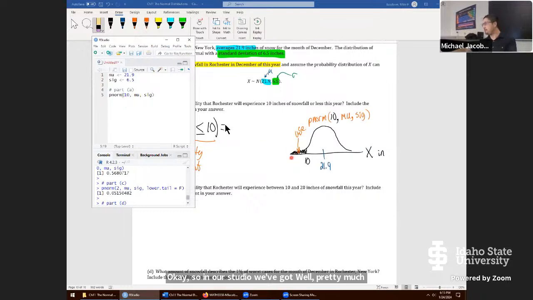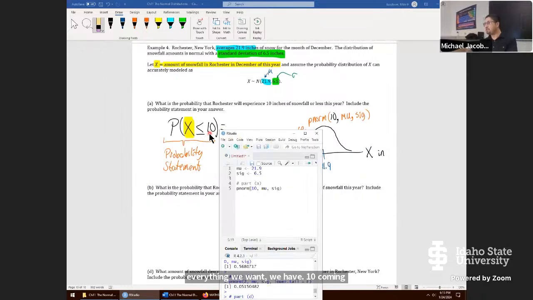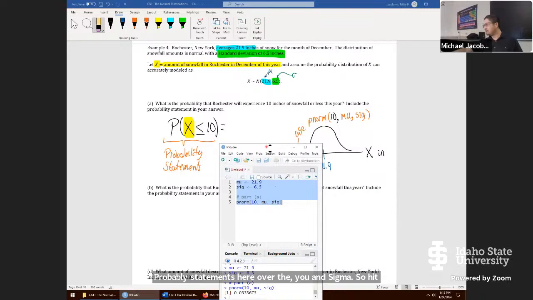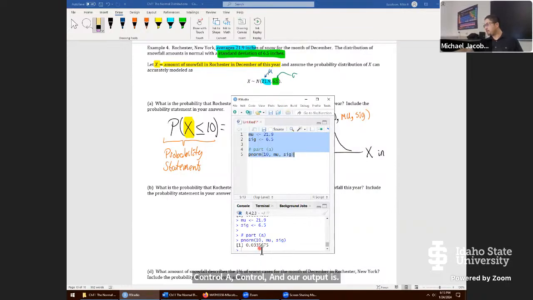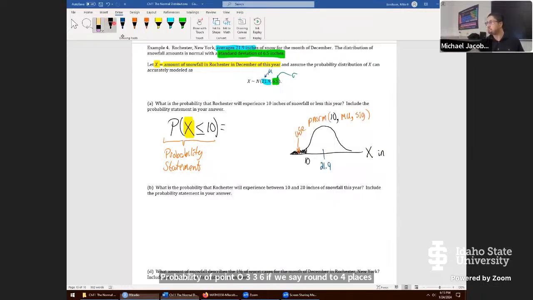We have 10 coming from probability statements here or the graph, mu and sigma. So hit Control A, Control Enter, and our output is probability of 0.0336 if we say round to 4 places, 0.0336. It's a small probability, and when I look at that, feels like my 10 that I placed right here, let me put a little dot to show where it is. I should have been a little bit further to the left, but that's absolutely okay.